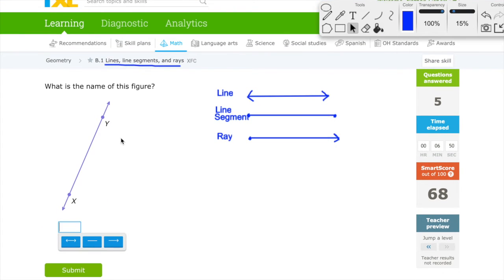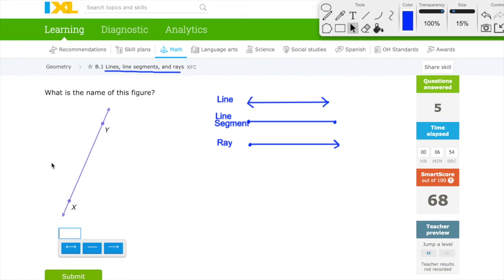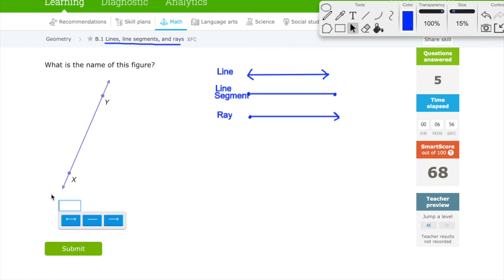Okay, so this is where it starts to change up around the 60s for the smart score. What is the name of this figure? The first thing we've got to figure out is whether it is a line, a segment, or a ray. Even though it shows that these 2 points are on the line, we need to look at the ends. That's an arrow, that's an arrow. That tells me it's still a line, not a segment or a ray. We look at only the ends.